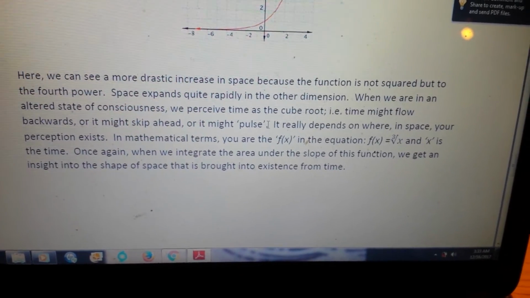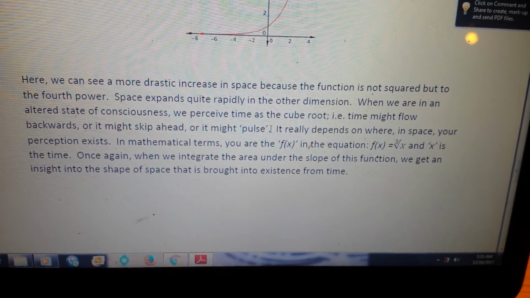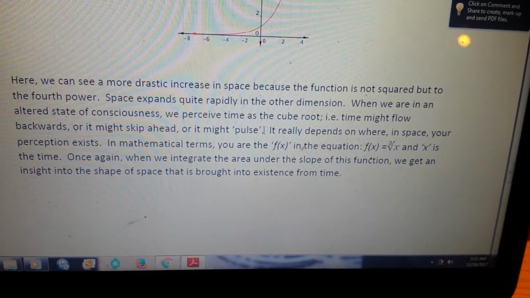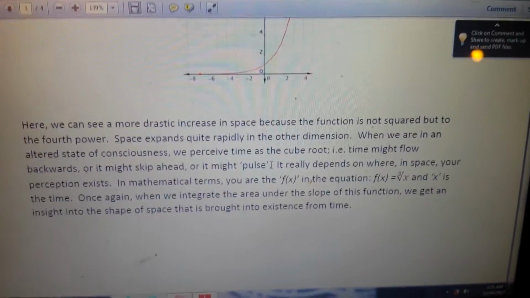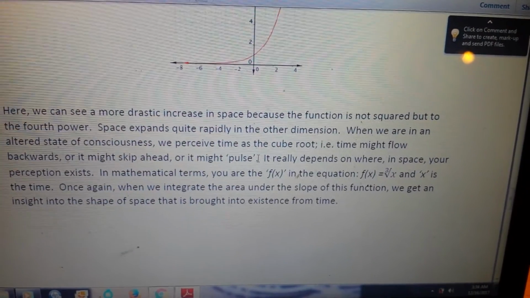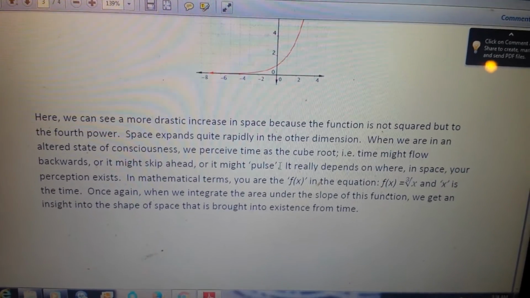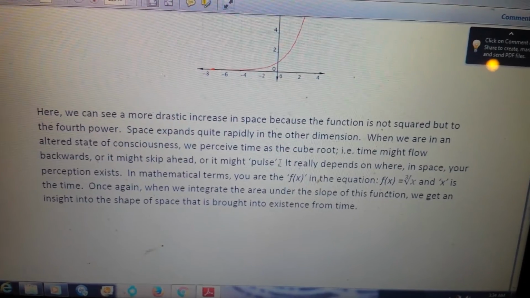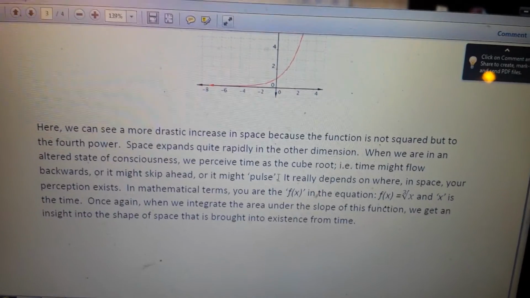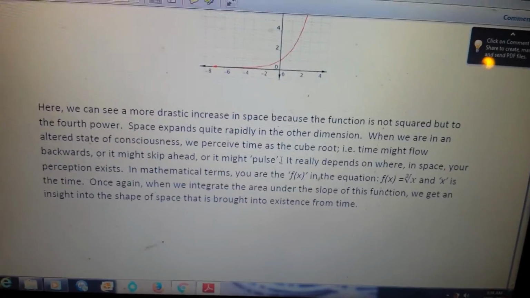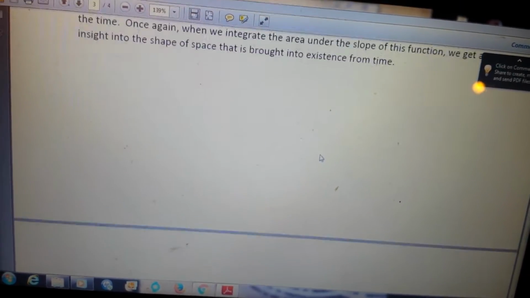When we are in an altered state of consciousness, we perceive time as the cube root, i.e. time might flow backwards, or it might skip ahead, or it might pulse. It really depends on where in space your perception exists. In mathematical terms, you are the f of x in the equation f of x equals the cube root of x. And x is time. Once again, when we integrate the area under the slope of this function, we get insight into the shape of space that is brought into existence from time.